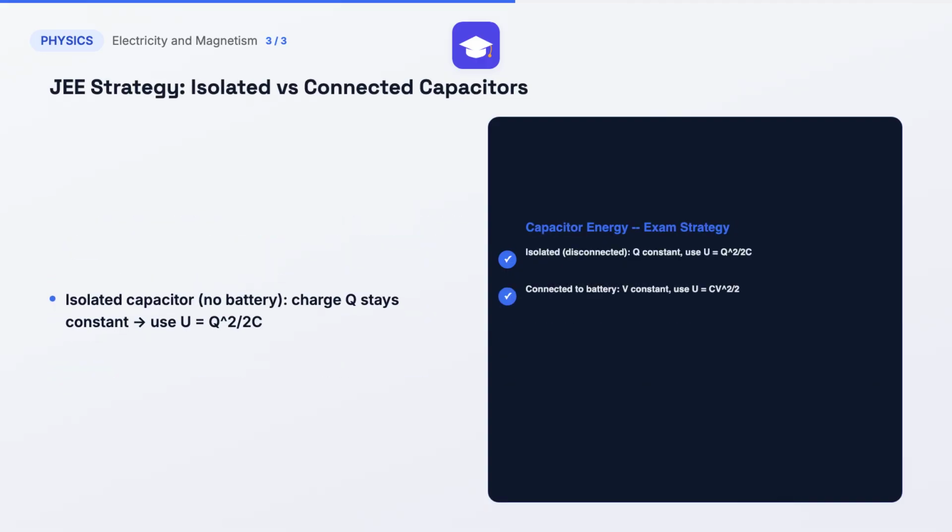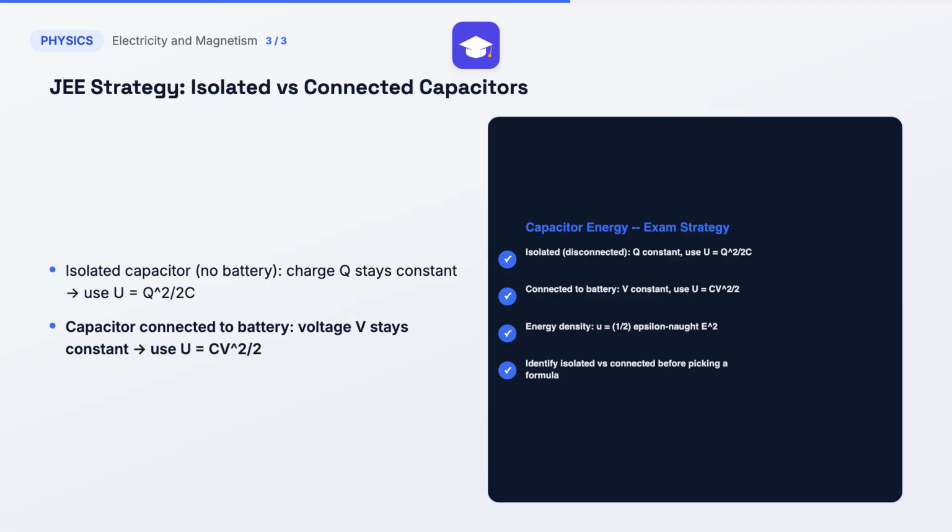The single most frequent thing to watch is which quantity stays constant when a capacitor's parameters change. If a charged capacitor is genuinely isolated, disconnected from any battery, then its charge Q stays constant. As you change something else, like inserting a dielectric or moving the plates, you should genuinely use U equals half Q squared over C for that specific case.